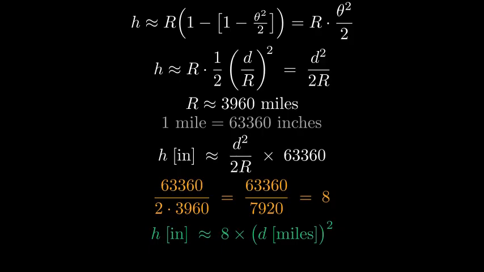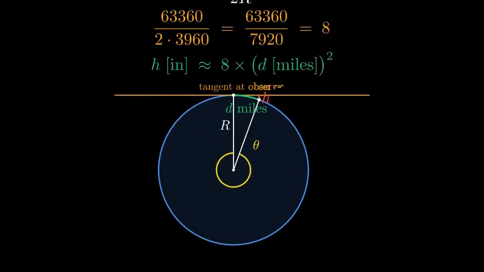To recap visually, the drop h is the small vertical gap between the curved surface and the tangent line at the observer. For short distances compared to Earth's radius, h is very well approximated by d squared over 2R, which becomes 8 inches times miles squared after unit conversion.